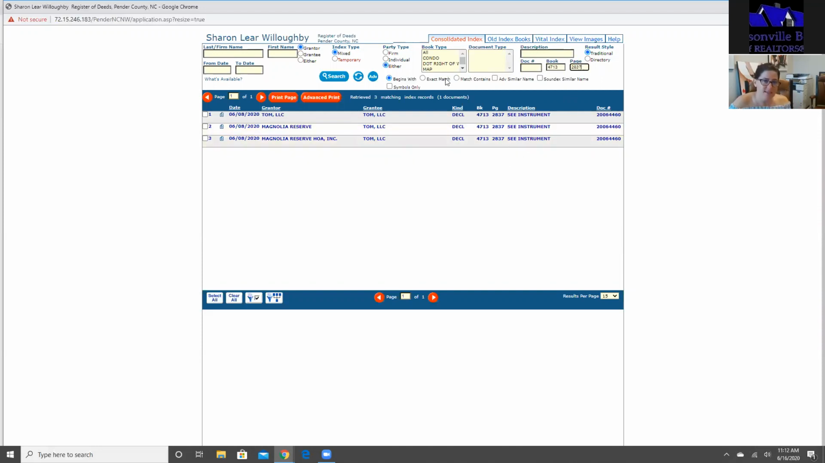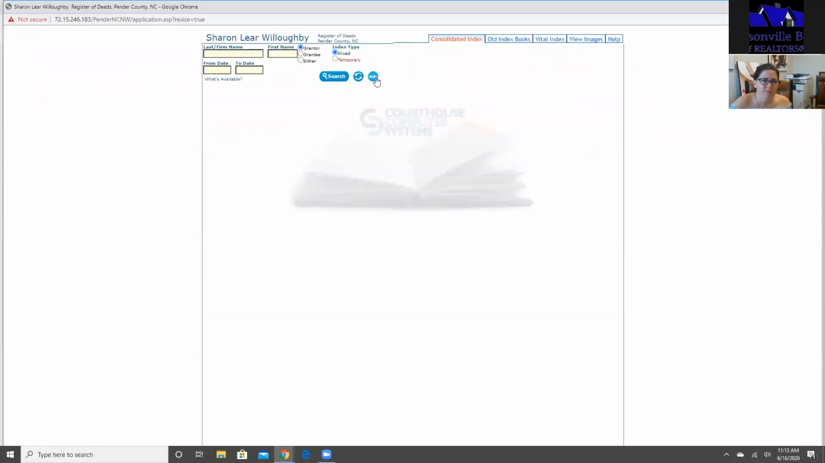And this one, this is how I found these, is when I was on GIS mapping, the deed that came up actually had this book and page number for the restrictive covenants. So all I had to do was type that in here. Okay, so we're going to clear that out again.